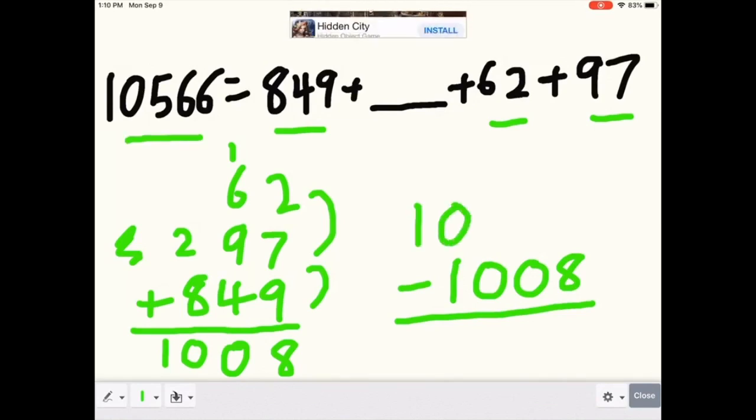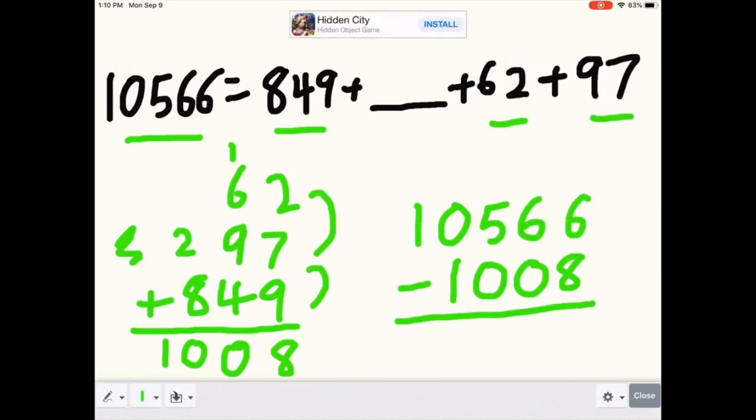Let's write this on the top because it's 10,566. Okay? So, sorry about confusing myself there. Let's continue with the subtraction problem. So we want to take 8 away from 6, but we can't because obvious reasons. So we'll borrow 1 from the 6.